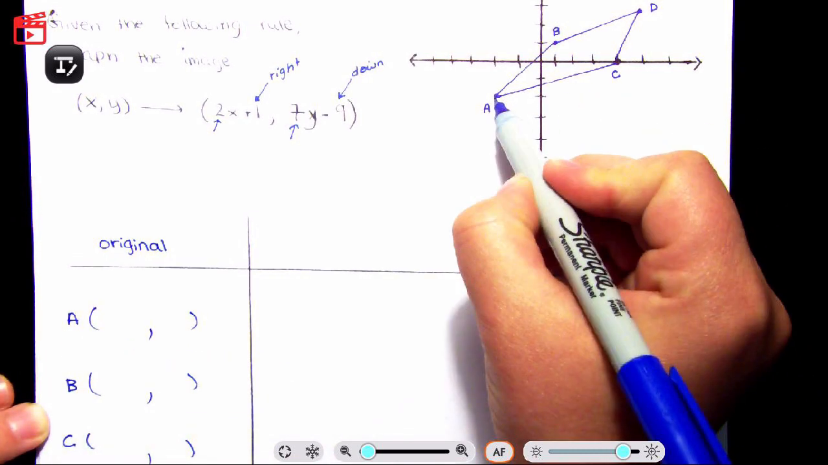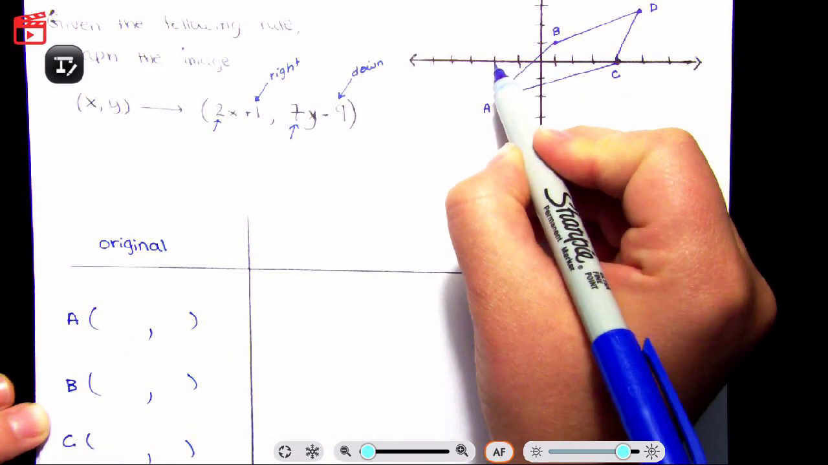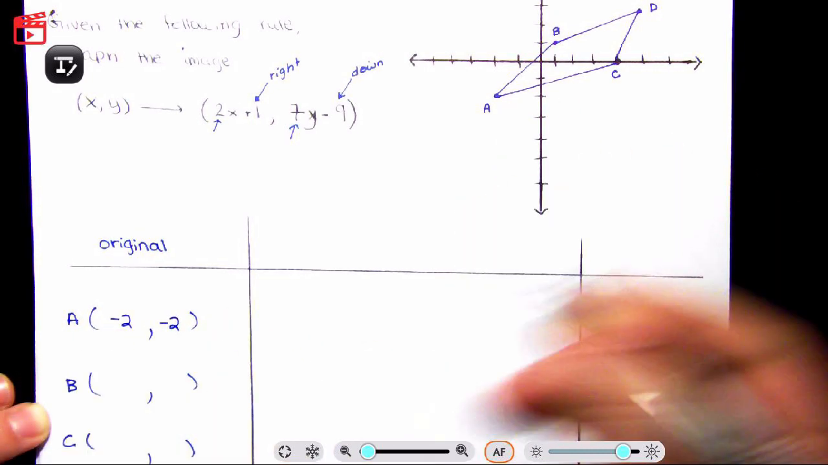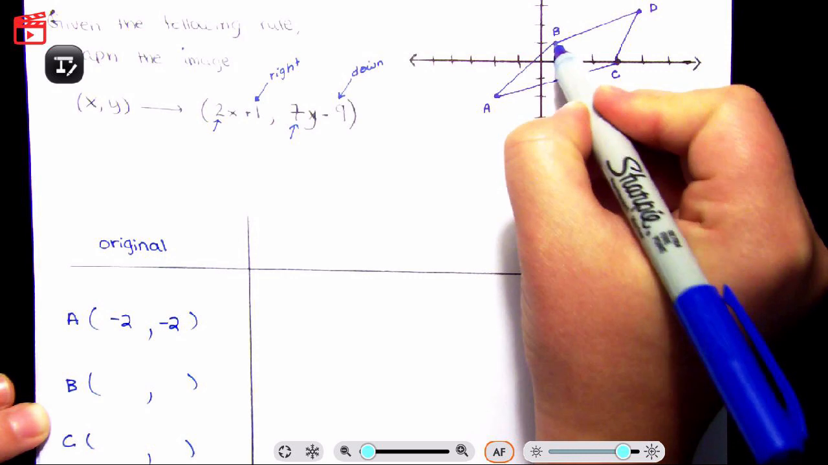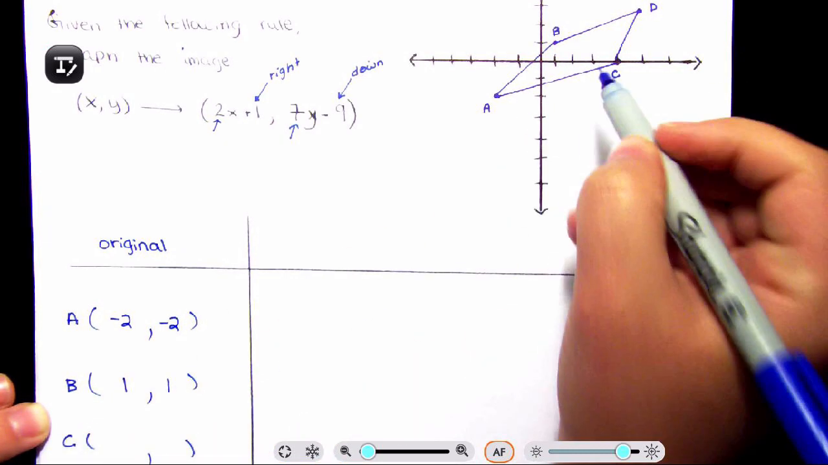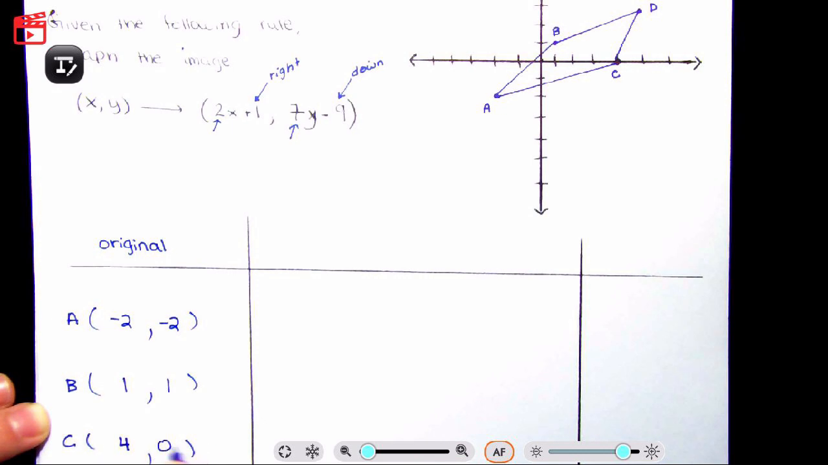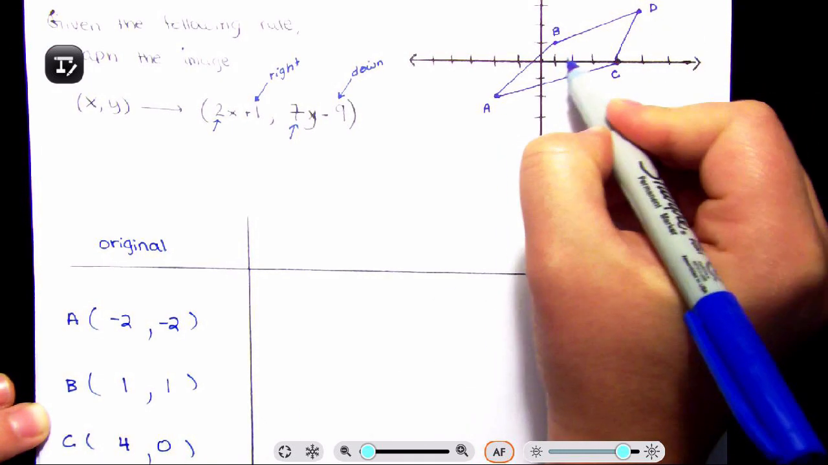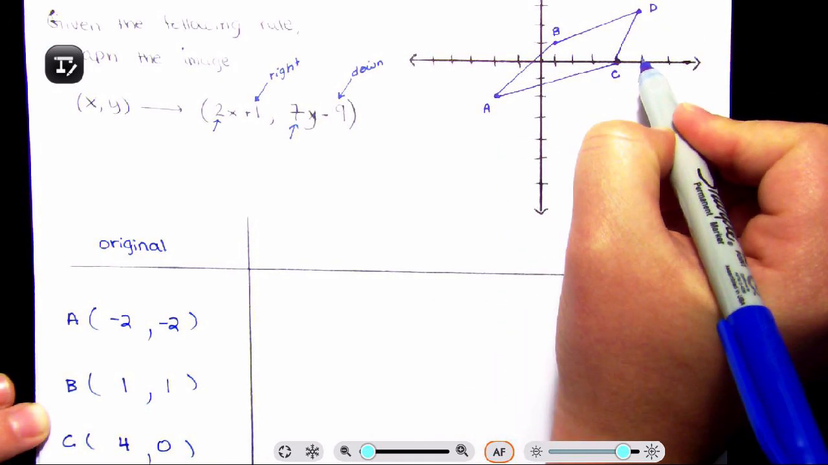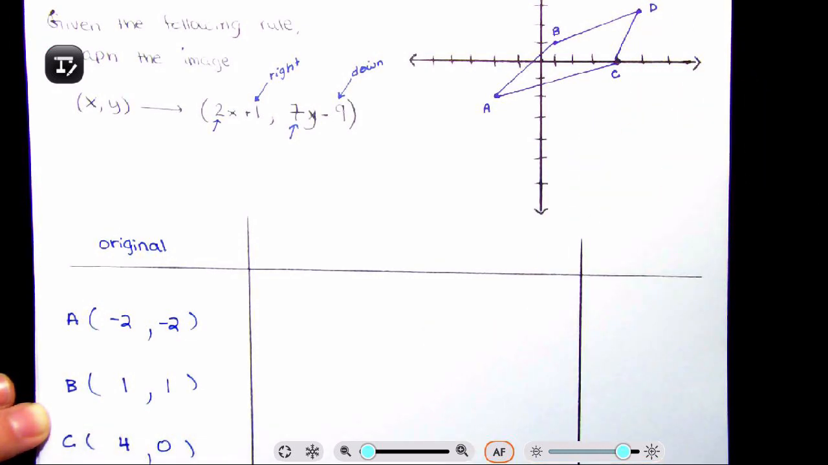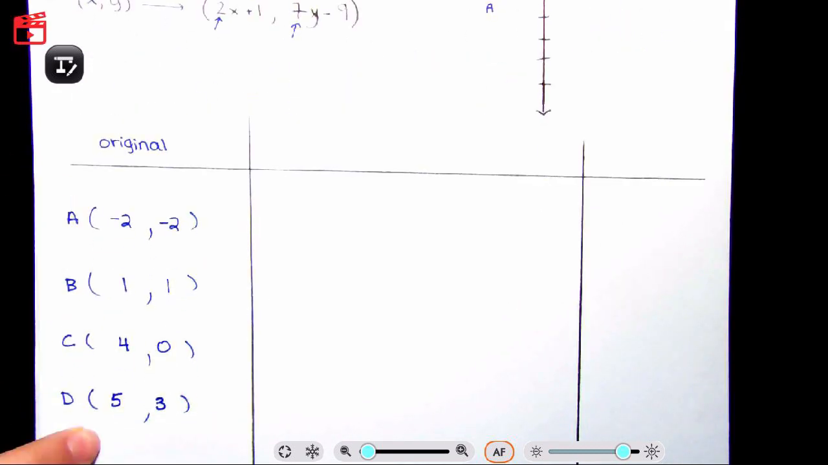So let's see, A is located at -2 and -2. B is located at 1 and 1. C is located at 1, 2, 3, 4, 0. And D is located at 1, 2, 3, 4, 5. 1, 2, 3. Right, so now we have our original points, so we've labeled them.